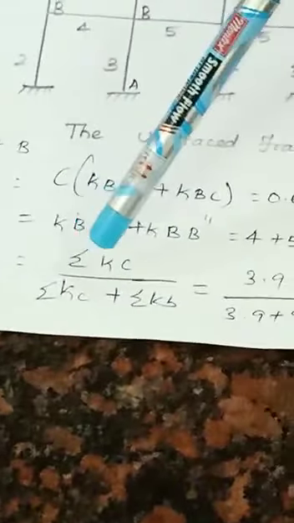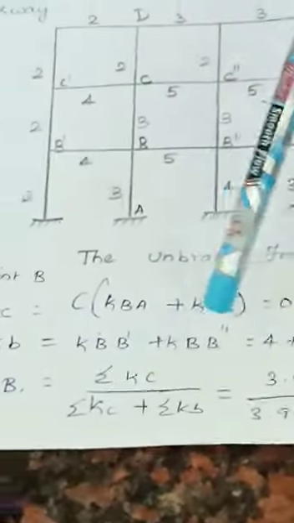Coming to this formula, beta 1 is equal to the sum of KC divided by the sum of KC plus the sum of KB. The sum of KC is 3.9 and the sum of KB is 9. Calculating this, you can find 0.302. How did we find this formula?